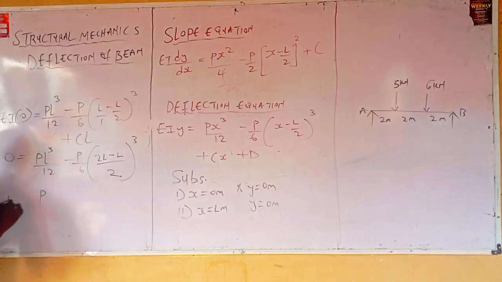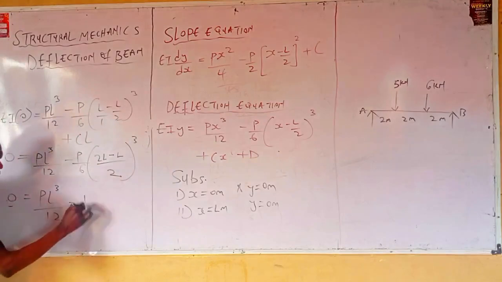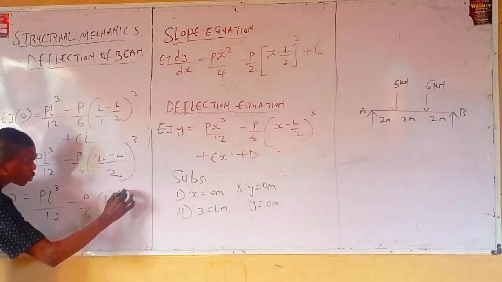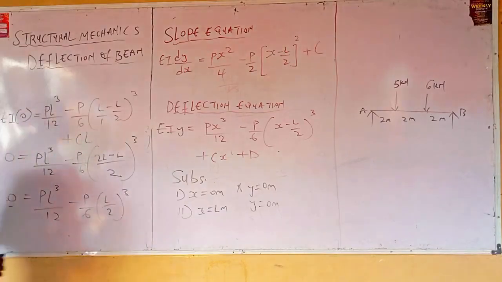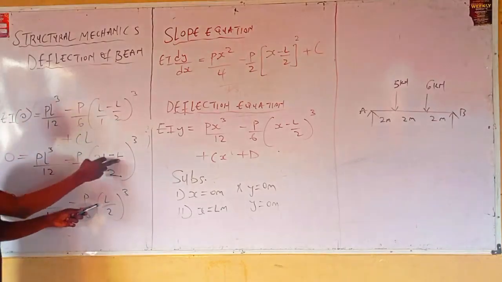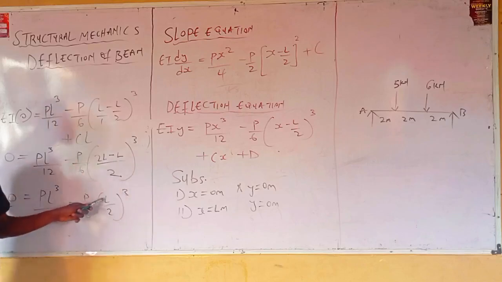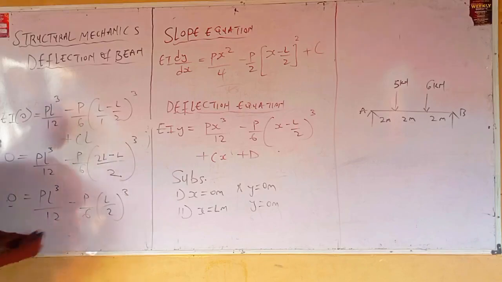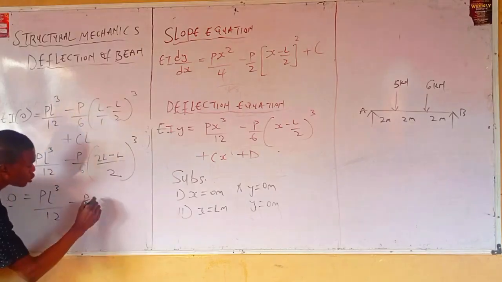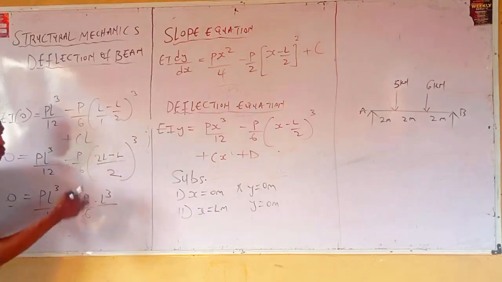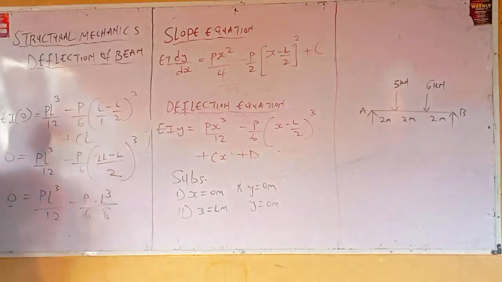Meaning that 0 is equal to PL cube over 12 minus P over 6, open bracket, L over 2, all cubed, right? This cube, how do we get L? 2L minus L gives us L divided by 2. This cube is affecting the numerator and the denominator, so it becomes L cube over 2 times 2, 4, 4 times 2, 8, right?